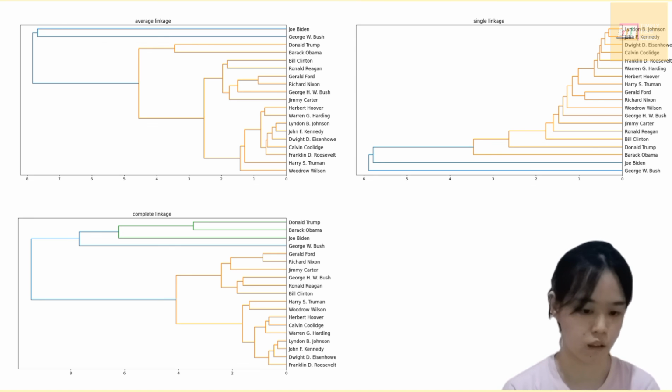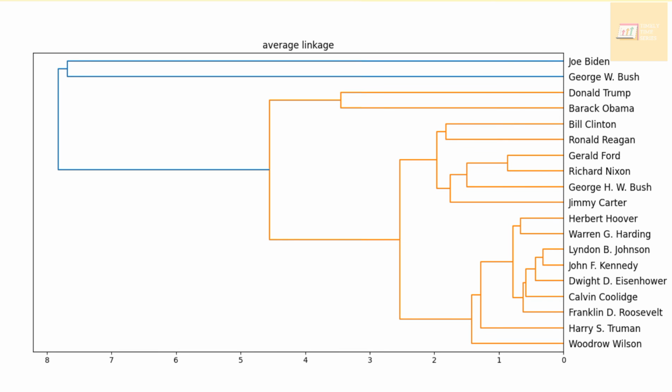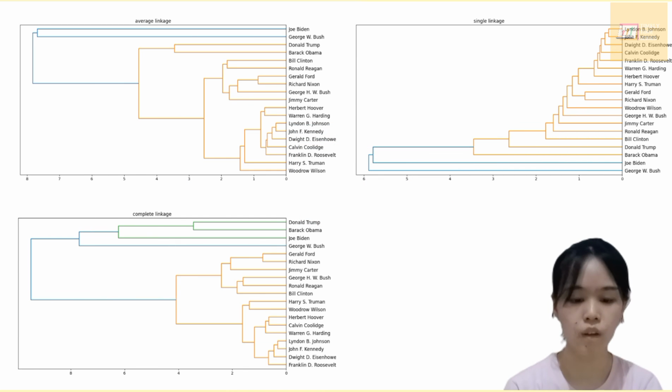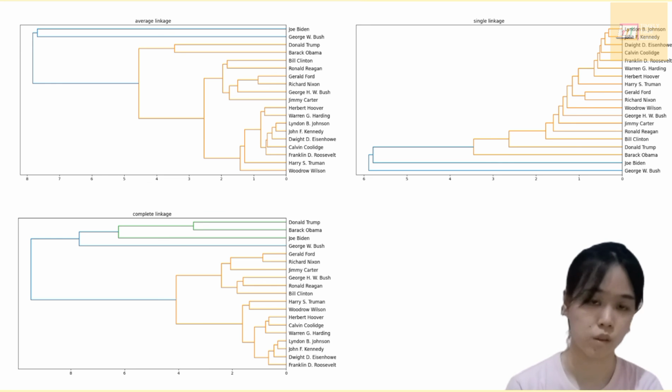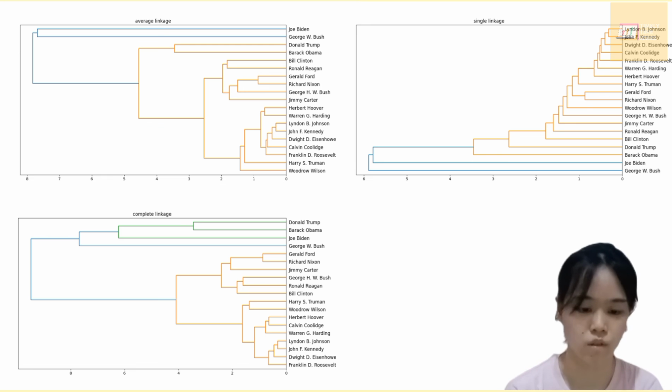So like in the average linkage, perhaps Lyndon B. Johnson and John F. Kennedy formed a cluster first, and then Dwight D. Eisenhower is added, and then Calvin Coolidge is added, and then Franklin D. Roosevelt is added. Then this whole cluster is combined with the cluster of Herbert Hoover and Warren G. Harding. So even though Herbert Hoover is not the president right after Warren G. Harding, I guess after several iterations, they are quite close to each other. That's why they form a cluster first.